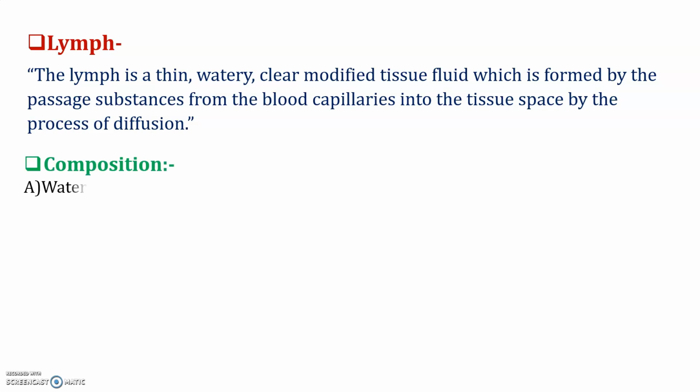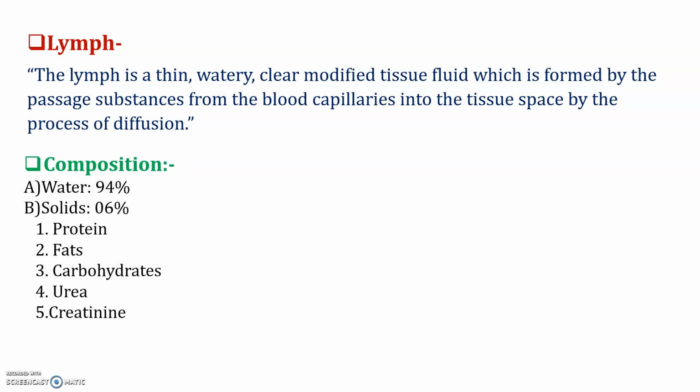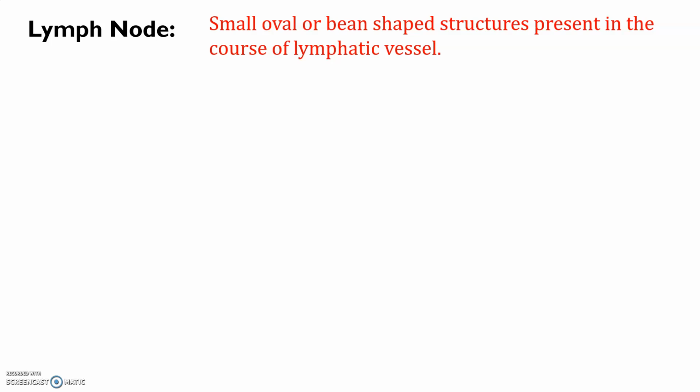Now what is the composition of lymph? It contains 94% water and 6% solids containing protein, fats, carbohydrates, urea, creatinine and other inorganic substances. Now what do we mean by lymph node? Here is a very important point from the topic lymphatic system. It is a small oval or bean-shaped structure which is present in the course of lymphatic vessels. So this is a major node present in the lymphatic system, and the question is frequently asked in exams also.